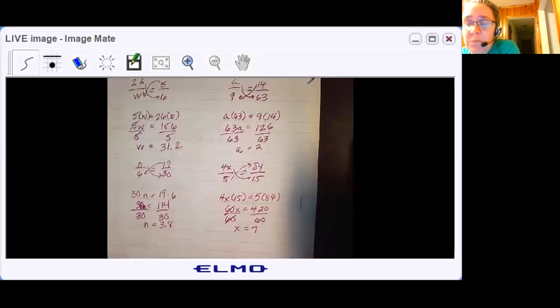So guys, proportional reasoning. If you want more practice, go to Google, go to DuckDuckGo, whatever you need to go to, type in solve proportions practice, and there will be all kinds of things that come up.